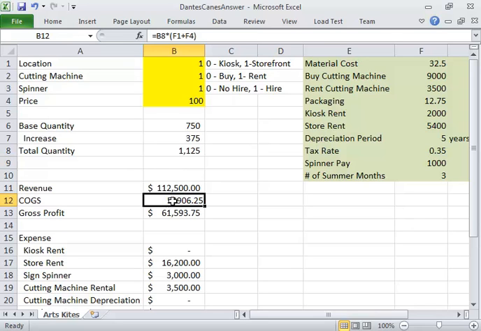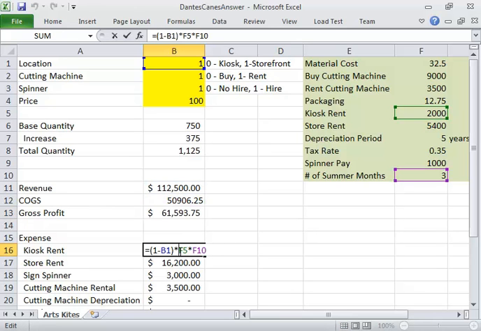Now, moving forward, we have our cost of goods sold, which is equal to our total quantity times the sum of our material costs and our packaging costs, and our gross profit, which is the difference between our revenue and our cost of goods sold. Kiosk rent is equal to our kiosk rent times the summer months, but it's only if the B1 is equal to 0.